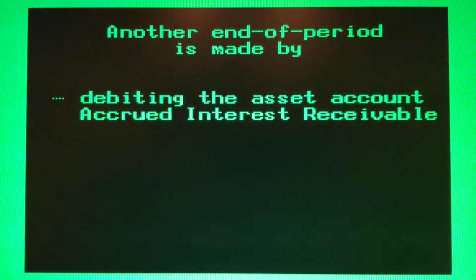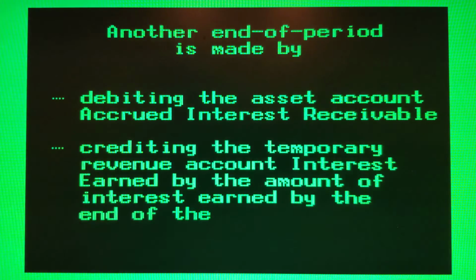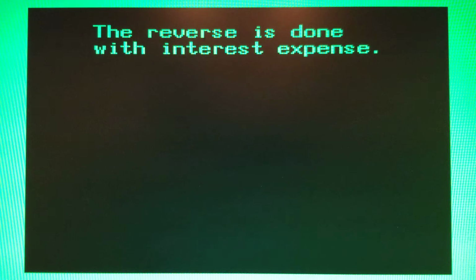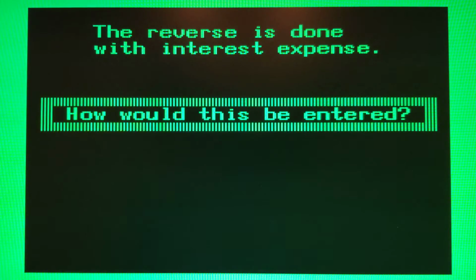Another end-of-period adjustment is made by debiting the asset account, accrued interest receivable, and crediting the temporary revenue account, interest earned, by the amount of any interest which has been earned by the end of the period. The reverse is done with interest expense. How would this be entered?